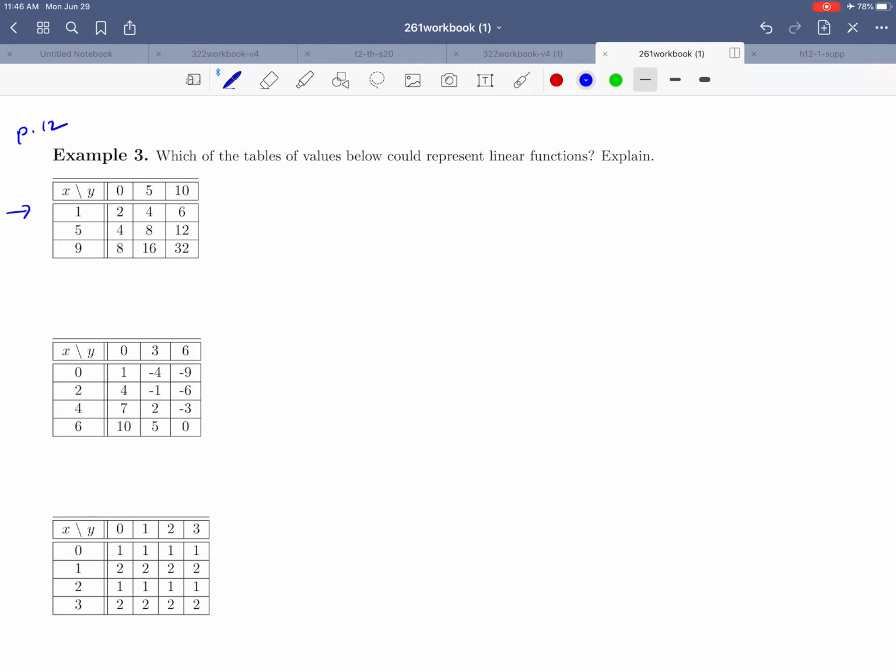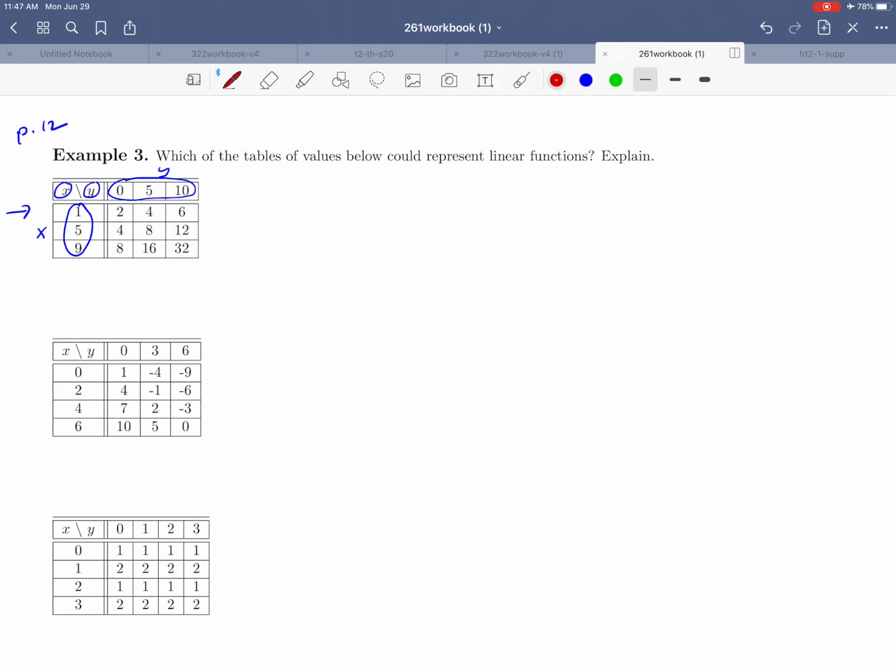So they're giving us 3 tables of values and asking us which could represent linear functions. Remember again this notation. I want to make sure everybody's okay with it. So x and y, the fact that x is first means that these are the x values over here to the left and these are the y values. Okay, that's kind of the meaning of that. So that said, could this be a linear function?